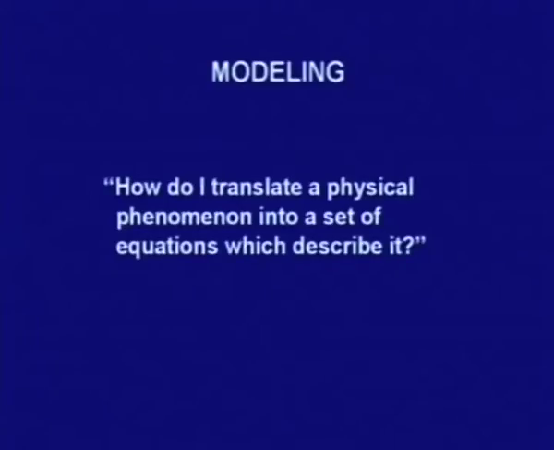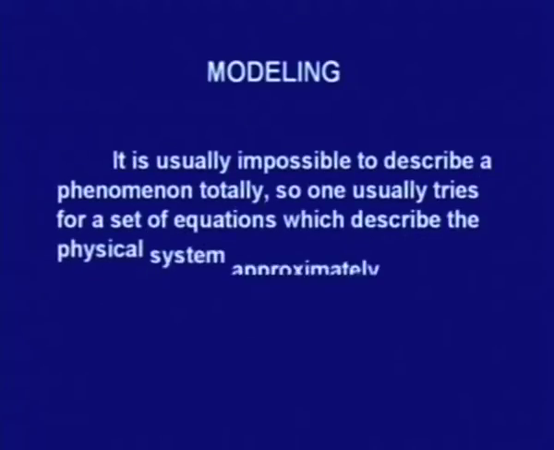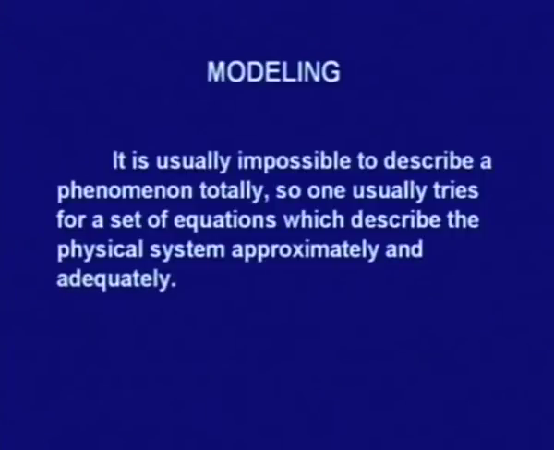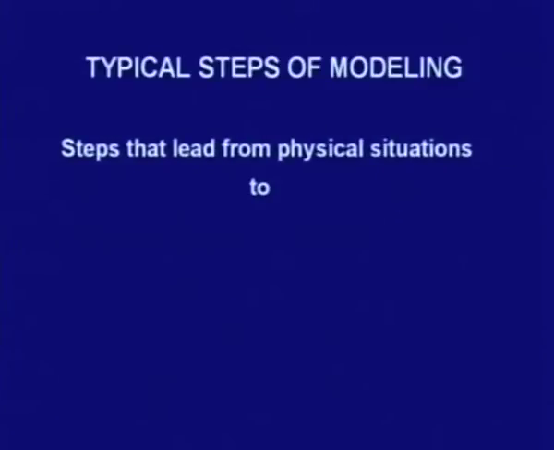Thus, the everyday problem a scientist is struggling with is how to translate a physical phenomenon into a set of equations which can describe it. In the real world, it is actually not possible to find a set of equations which describe the phenomenon completely and adequately. So, what we do is find a set of equations which can describe this system approximately, and when we say approximately, of course, we are making certain assumptions and certain observations.